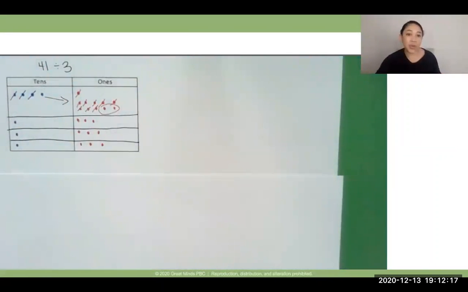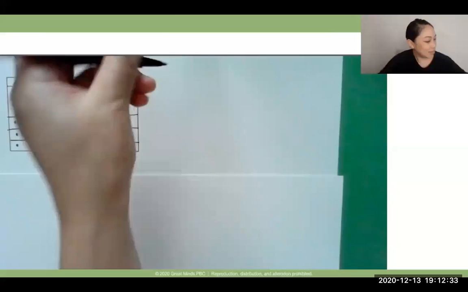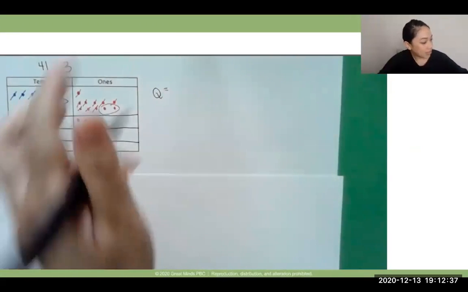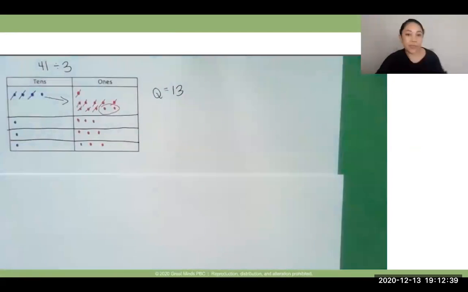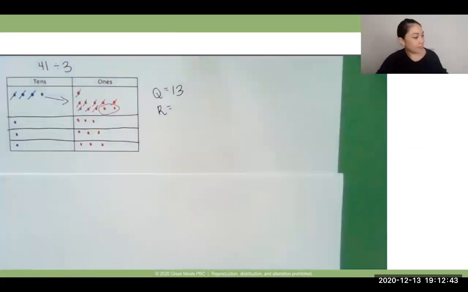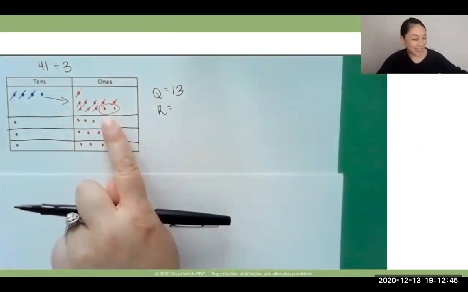Our place value discs clearly show the solution for 41 divided by 3. Tell me the quotient and the remainder. 41 divided by 3 has a quotient of 13 and a remainder of 2.